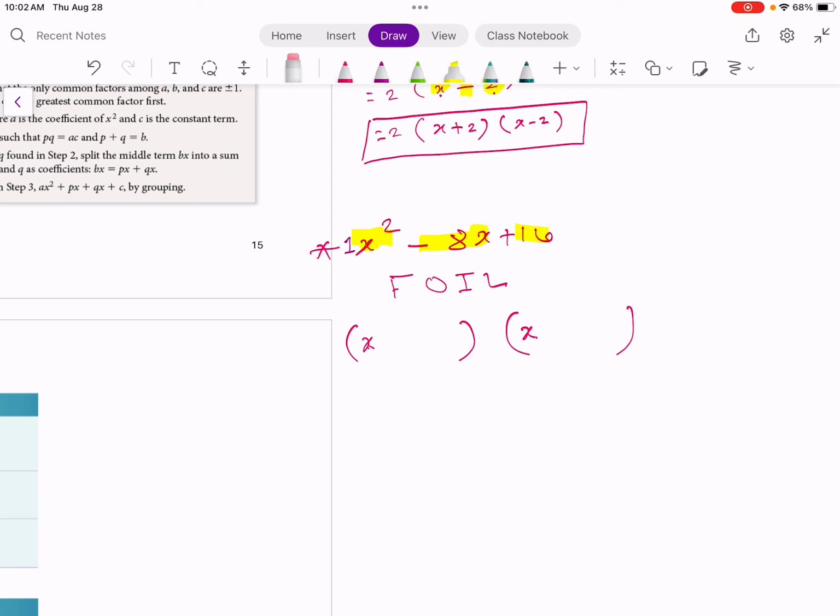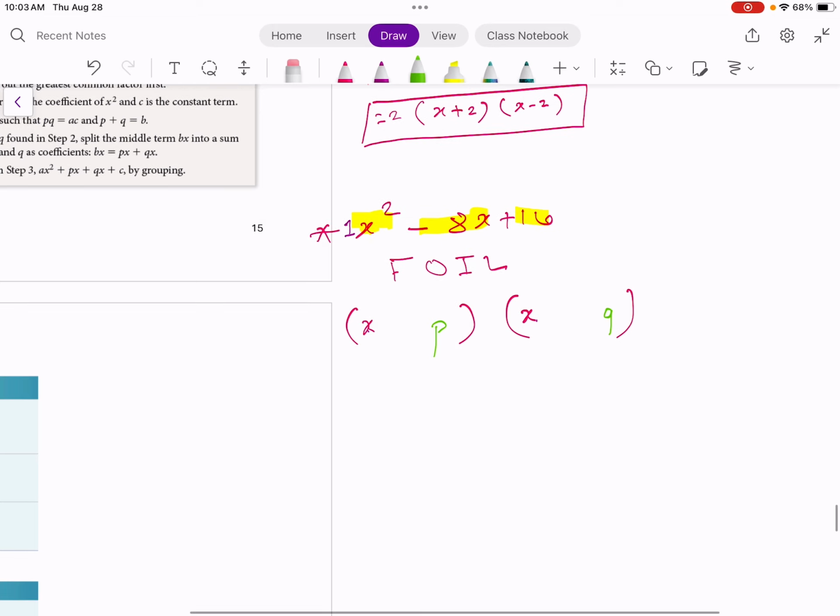Now the next step is we need to find two numbers. Let me call those two numbers p and q. Okay, we don't know what these two numbers are. We need to find these two numbers whose product is the constant. So it means p times q, when you multiply those two numbers, the product has to be equal to 16. And the sum of these two numbers has to be equal to the coefficient of x, which is negative 8. Now, can you think of two numbers whose product is positive 16 and sum is negative 8?